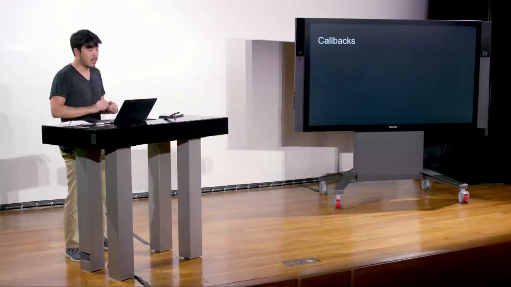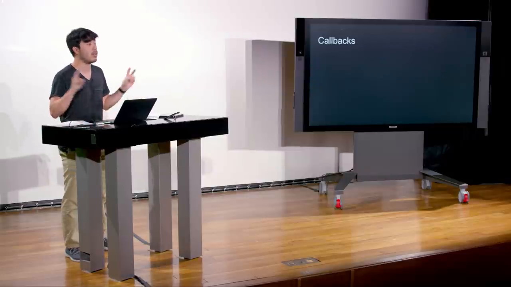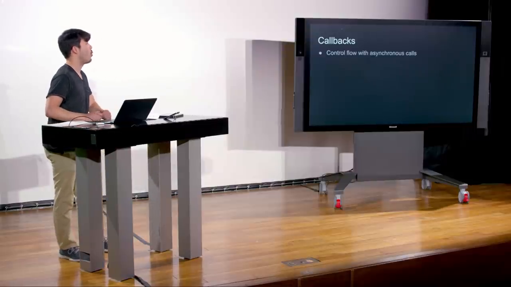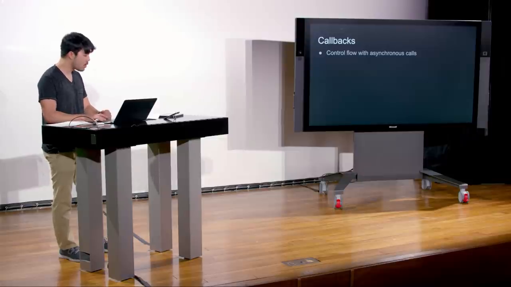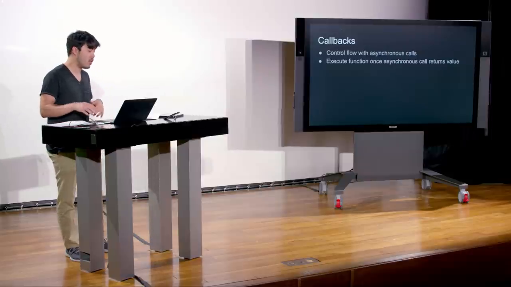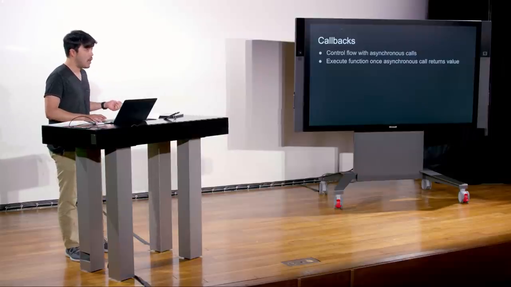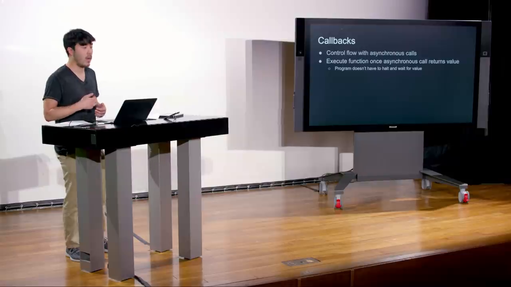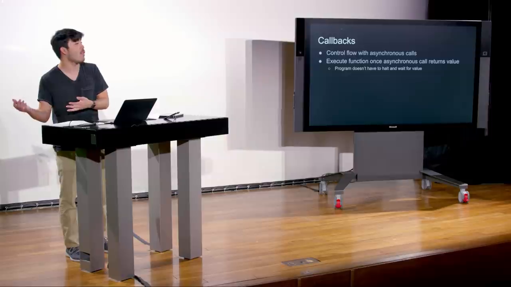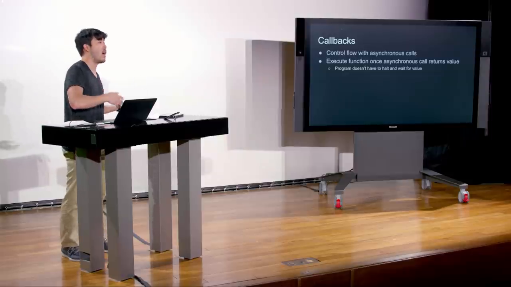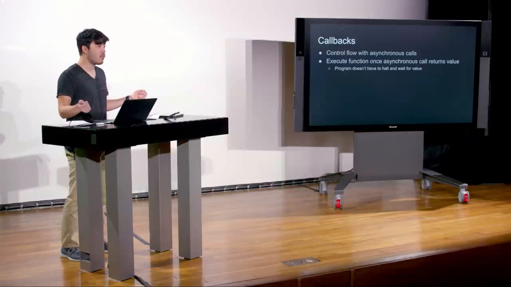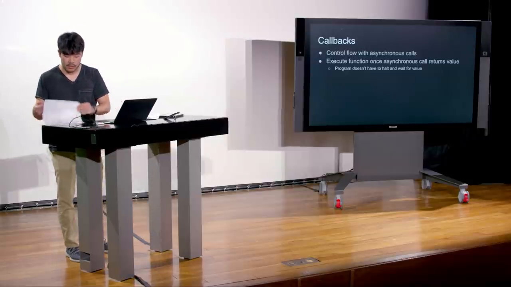And that's exactly how JavaScript's concurrency model, or asynchronous model, works. There's this thing called callbacks. Callbacks are the way that you control flow with asynchronous calls. Or in other words, you execute some function as soon as some asynchronous call returns a value. What that means is the program doesn't have to halt and wait for that value. You don't just sit there until your friend's done with work. You go do other stuff, and when he's done, then you say, OK, now let's go hang out. Does that make sense? Want to see this in action?